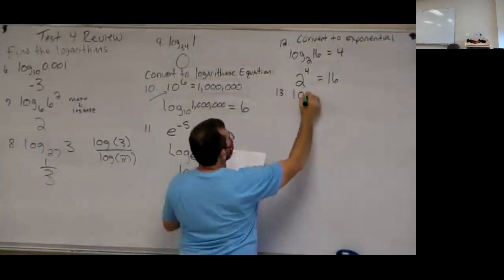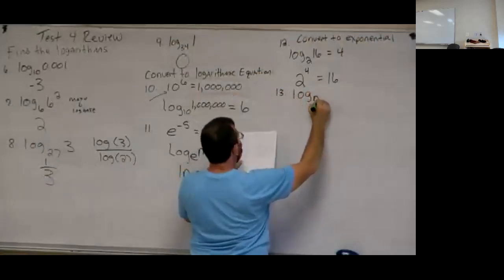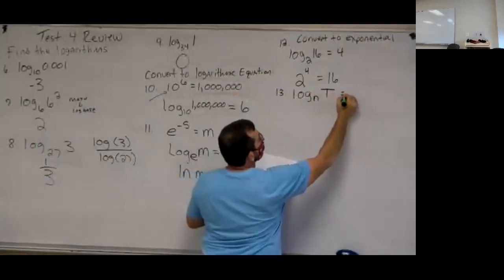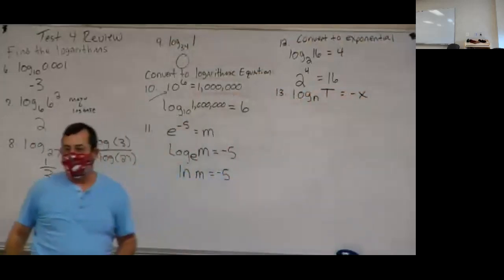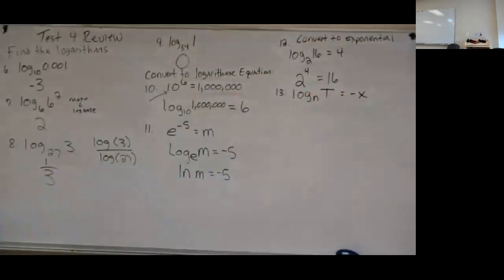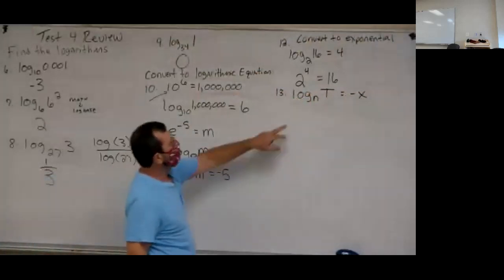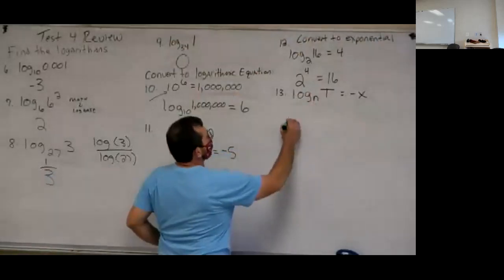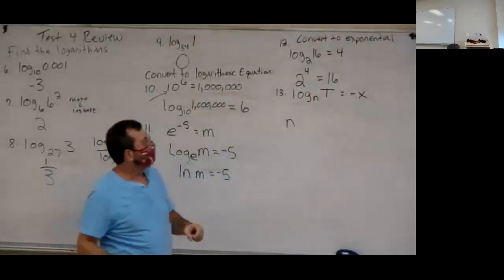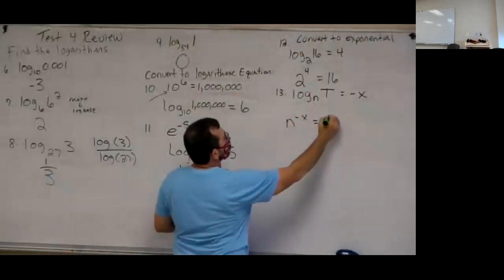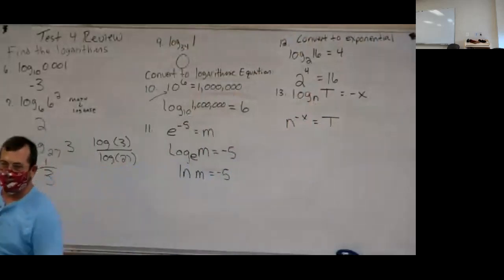Now 13, they're gonna make a little different because they're using letters. So log base n of t equals negative x. So y'all on this one, it's really, really picky. If they use capital letters, you gotta use capital letters. And if they use lowercase, then you gotta use those too, okay? So the base is the n. The exponent is the negative x, and that's going to equal that dt. There you go.